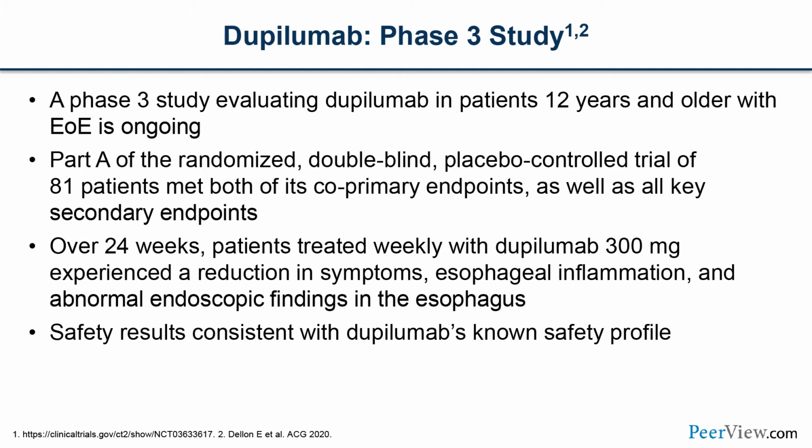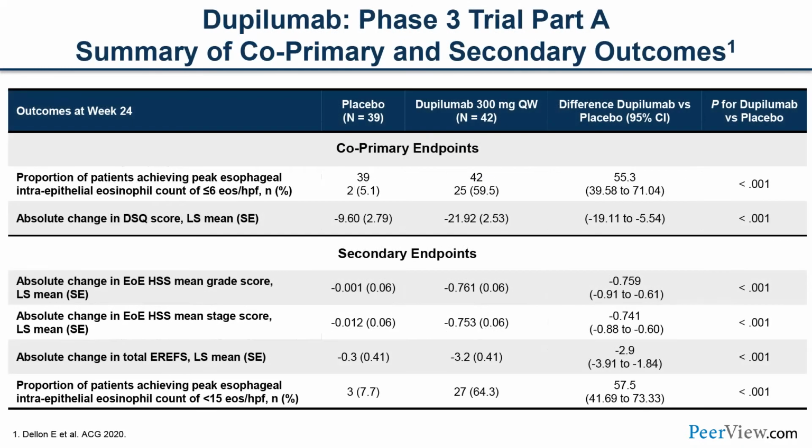In that randomized trial, I'm going to move on to the next slide, dupilumab met all of its endpoints. If you look at the top line, it improved eosinophil counts. In 59.5% of the patients in the dupilumab arm, they improved their eosinophil counts to less than 6 per high power field. And that is the FDA cutoff for the pharmaceutical industry, as compared to 5% of the placebo arm.